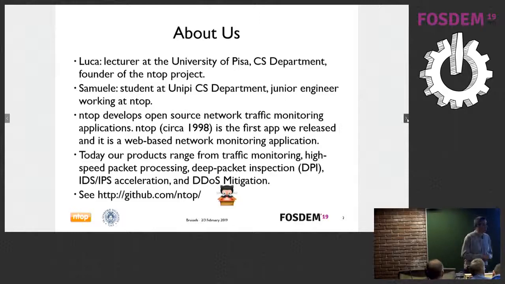Don't think about the internet. The internet did not really exist as it is today. It was a totally different world. So over time, we started from analyzing packets just to display to people, to accelerating packet capture, so PF Ring. We have done many other things.